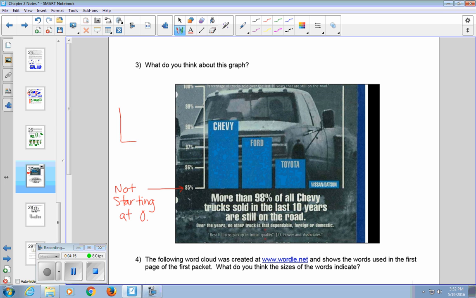So in this case, if we were to start this at 0 and maybe extend this up to, looks like we've got to go to 99% or 100%, we would find that all of the bars are very close in size. Even that one on the right, Nissan Datsun, which gives you an idea of how old this graph is, wouldn't appear to be doing too badly because it's above 95% as well.